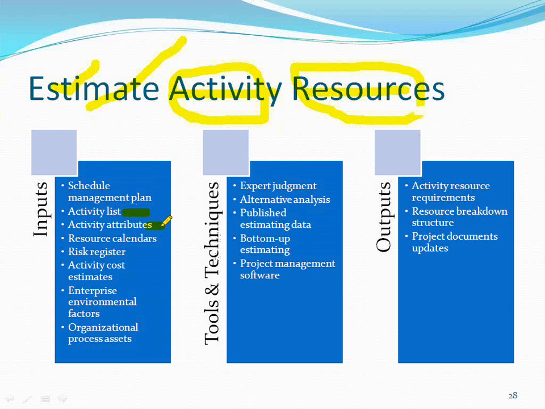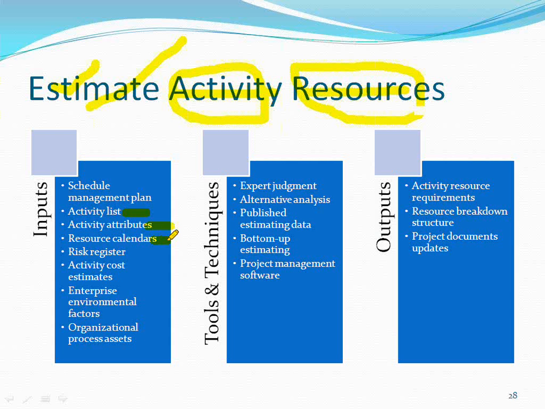You need activity attributes, resource calendars. The availability of the resources. Resource calendars are basically the availability of resources. You are thinking that you require a bulldozer to do this activity and you have estimated. But unfortunately, this bulldozer is booked for the next 1 year. You are not aware of this information. Where will you be? Your estimations will go for a toss. Bulldozer is not available. You have to do it manually.